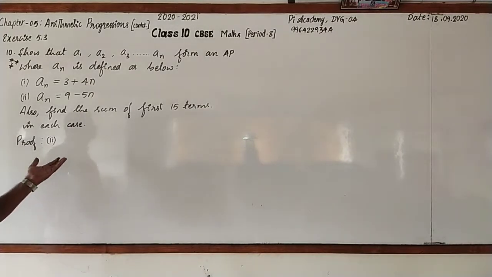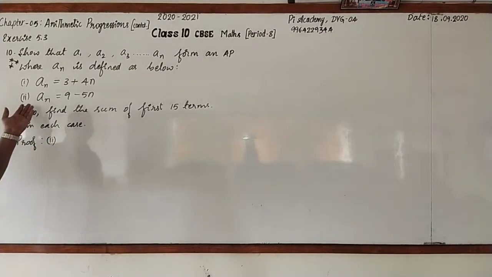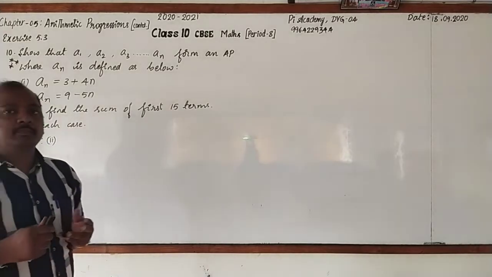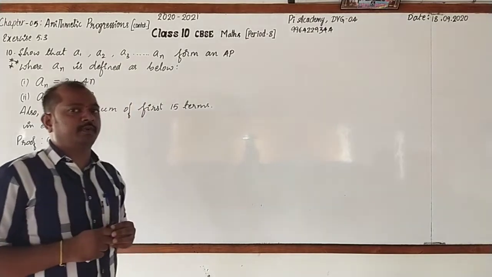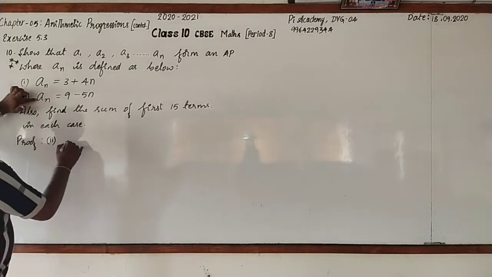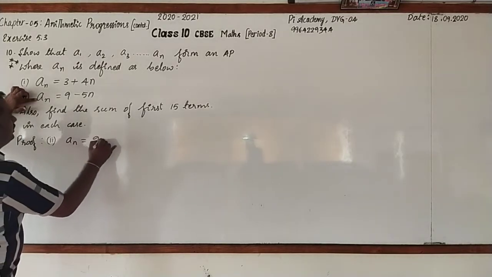Hope that you have written this. You have solved the second one. How much answer have you got? Maybe minus 465. If it is so, your answer will be right. But observe the steps. Here, second one, a_n is equal to 9 minus 5n.